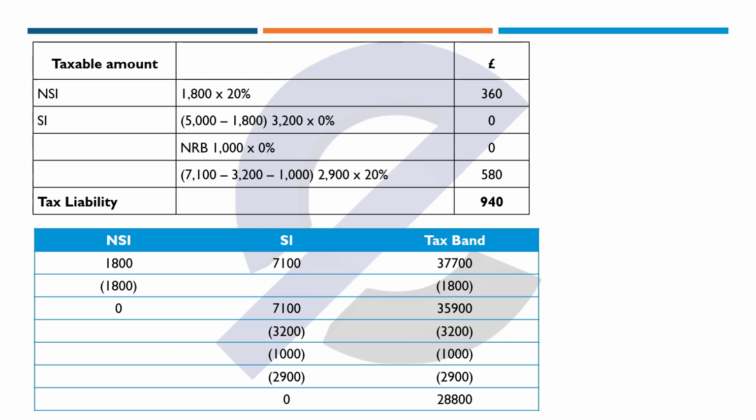So this is how the tax calculation working along with the application of the starting rate and nil rate band needs to be displayed. Ultimately, the total tax liability for individual B amounts to £940.